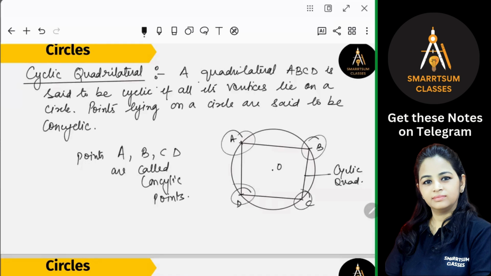Suppose there are multiple points, 2 points, 3 points, which lie on the same circle. These points are called concyclic points, right? It is exactly similar to collinear points. When there are a number of points which lie on the same line, we call them collinear points. Similarly, more than 2 points which lie on the same circle are called concyclic points. Is that clear? So the vertices of a cyclic quadrilateral are concyclic, which means these vertices lie on the circle. Such a quadrilateral is called a cyclic quadrilateral. Is that clear to everyone? Yes or no?